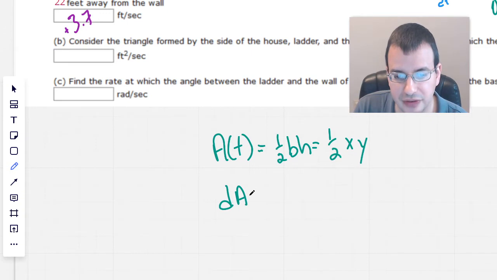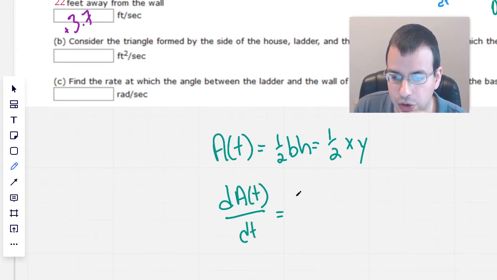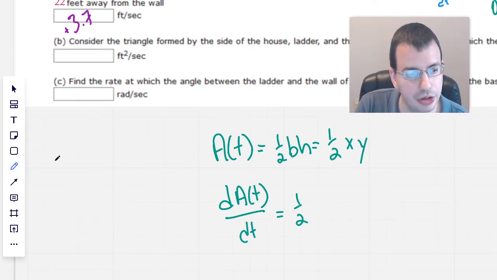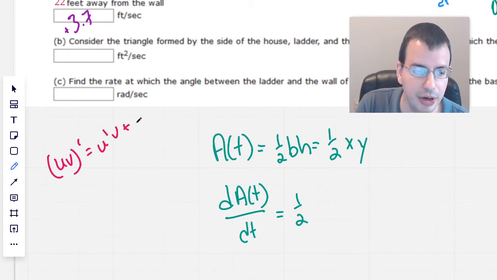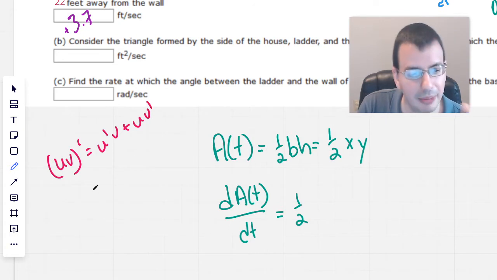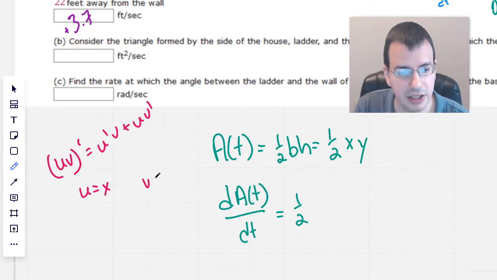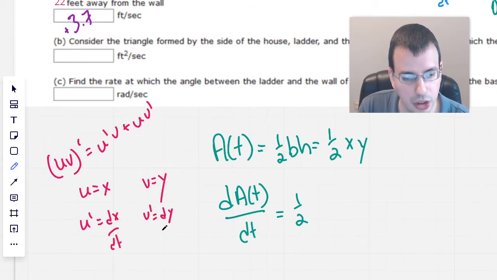So we have the derivative of the area of the triangle with respect to t, dA/dt, equals 1/2. Now this is going to be the product rule. So (uv)' equals u'v plus uv'. I know, it's completely sideways. U equals x. V equals y. U prime equals dx/dt. V prime equals dy/dt. So we just plug this in.